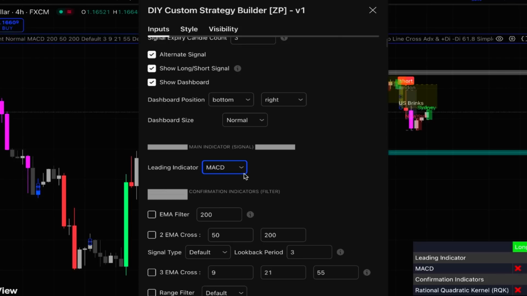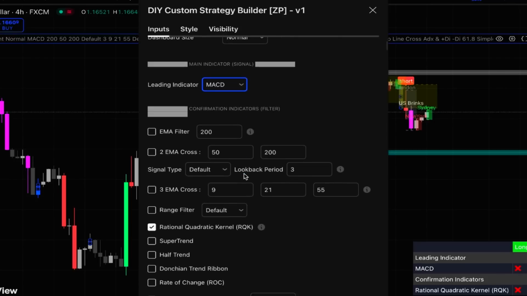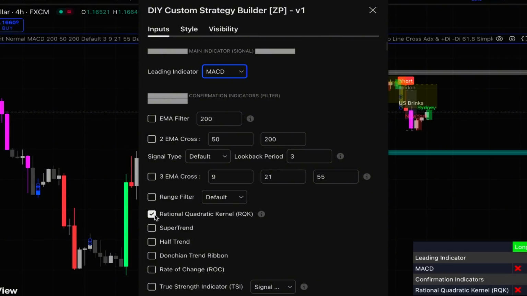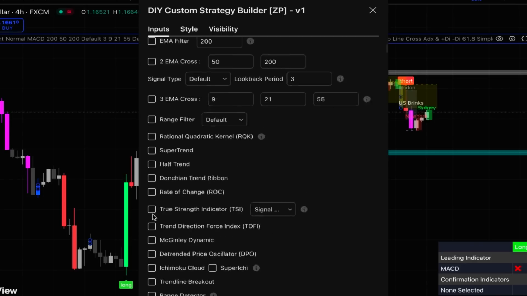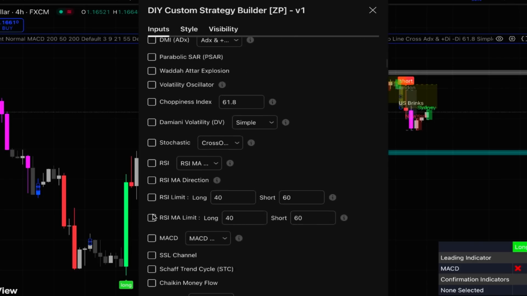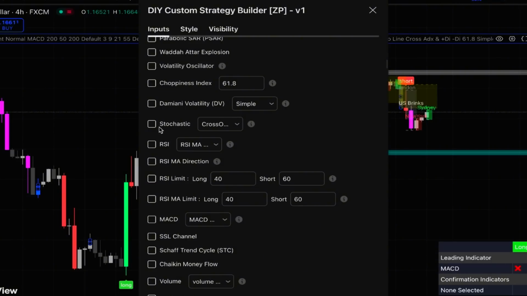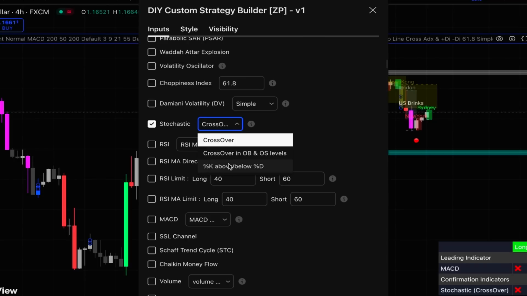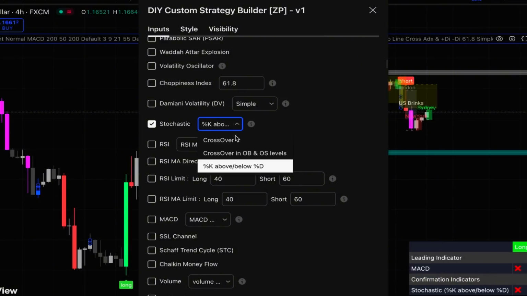In the next step, we need to define confirmation indicators here. First, we remove this one, which is on by default, and then we find RSI and stochastic oscillator. Here we have stochastic, so we turn it on, and for the condition here from this list we choose K% above or below D%, and there was also an option for the crossover in overbought or oversold condition in case you need that one.